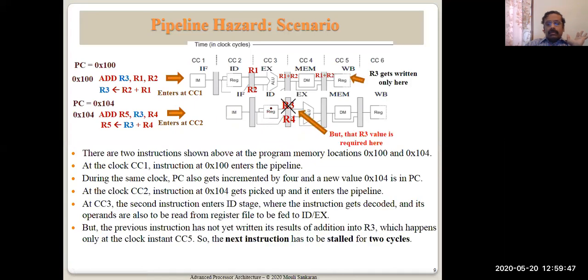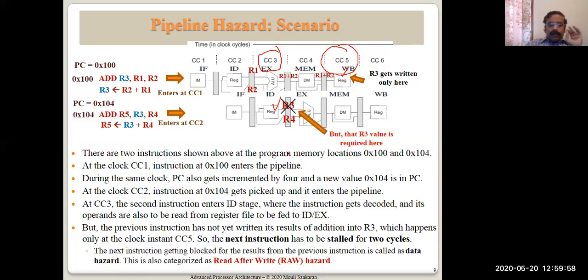So R3 is only getting written here, and it is wanted here. It is wanted in CC3, whereas only in CC5 is it available. So it has to be a stall. Okay, what is it called? It is a read after write hazard. Let me explain how to understand this. RAW hazard. Read after write.